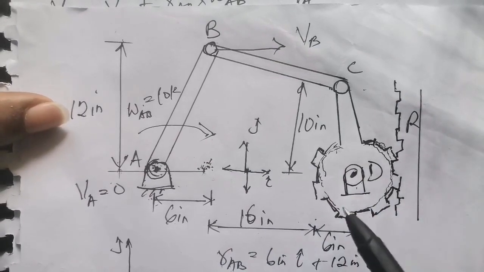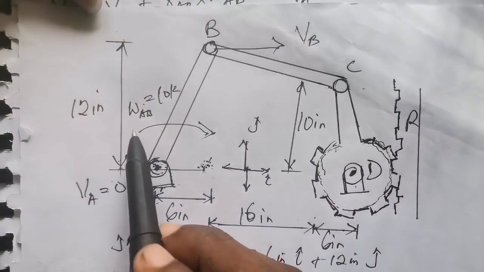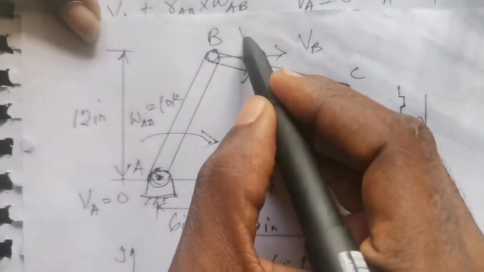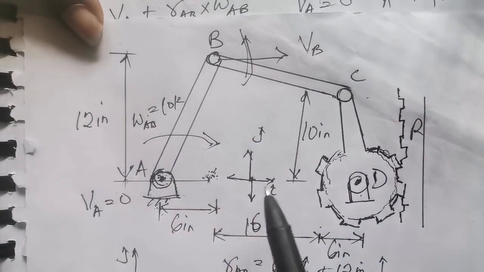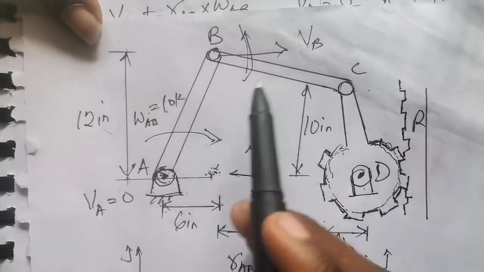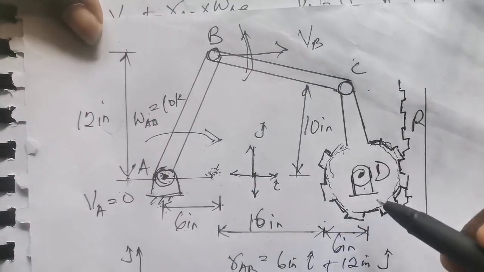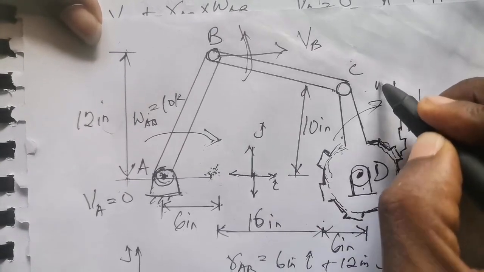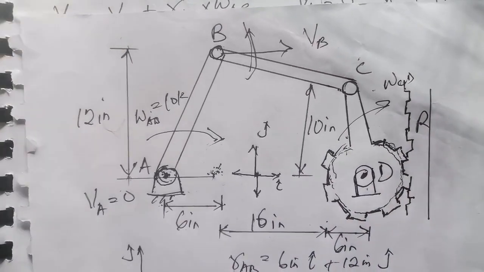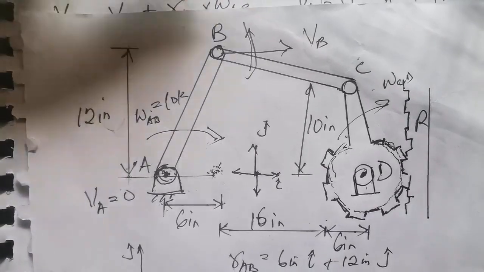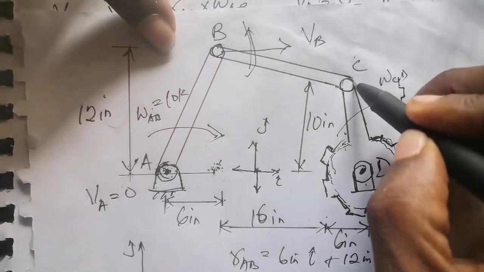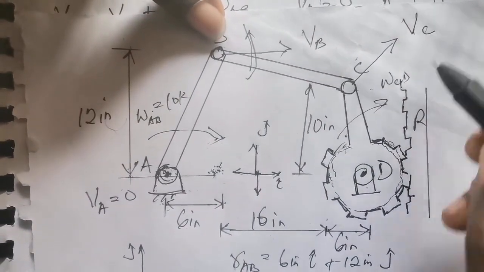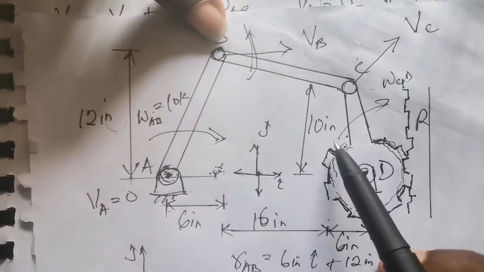Okay, so observe that if this arm AB is moving clockwise, that means BC will move anti-clockwise. If BC is moving anti-clockwise, it means CD is simply going to be moving in the clockwise direction. So the angular speed here, omega CD, is in the clockwise direction as well. So if it is in the clockwise direction, remember at the free end we have a velocity which is at 90 degrees to the surface.